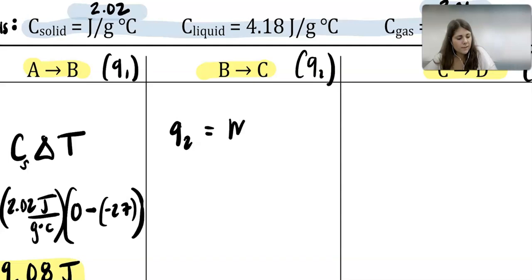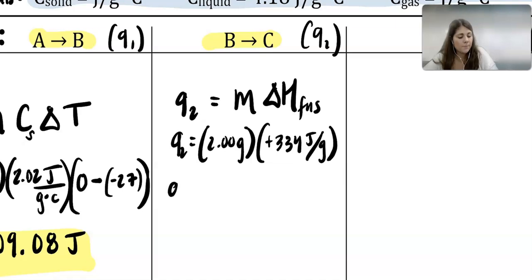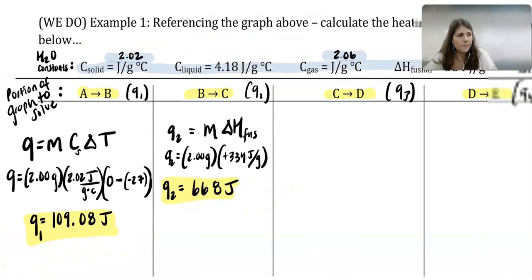Q2 is m delta H fusion. Q2 is 2 grams multiplied by positive 334 joules per gram. If we were actually going opposite and this was a cooling curve, exothermic, we would need to manually put a negative 334, okay? All right, Q2, you get 668 joules for the Q2 portion of the graph.